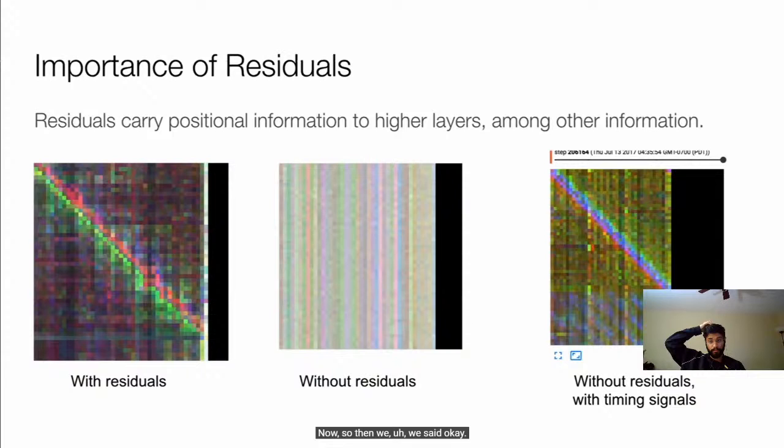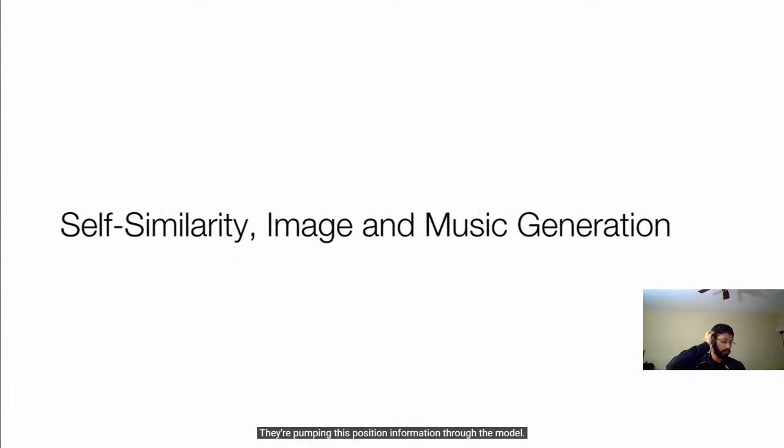Now, we then continued to sever the residuals, but we added position information back in at every layer. We injected position information back in, and we didn't recover the accuracy, but we did get some of this diagonal focus back. So the residuals are doing more, but they're definitely moving this position information through the model. They're pumping this position information through the model.